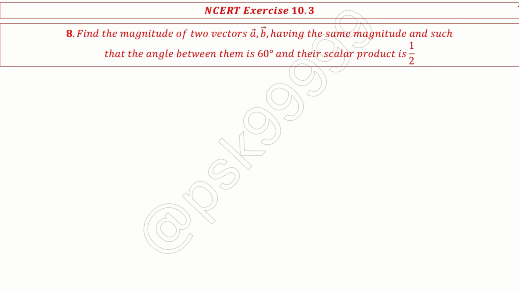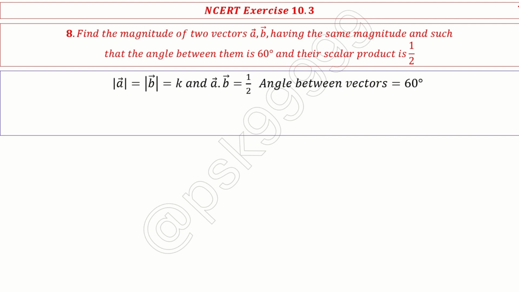Find the magnitude of two vectors A and B having the same magnitude and such that the angle between them is 60 degrees and the scalar product is 1 by 2. Okay, so a lot of information is given actually, just put them correctly. Magnitude of A equal to magnitude of B equal to K, A dot B equal to 1 by 2, angle between the vectors is 60 degrees.